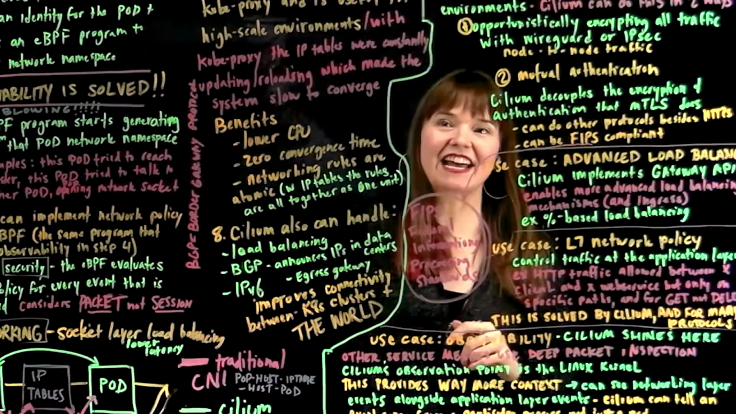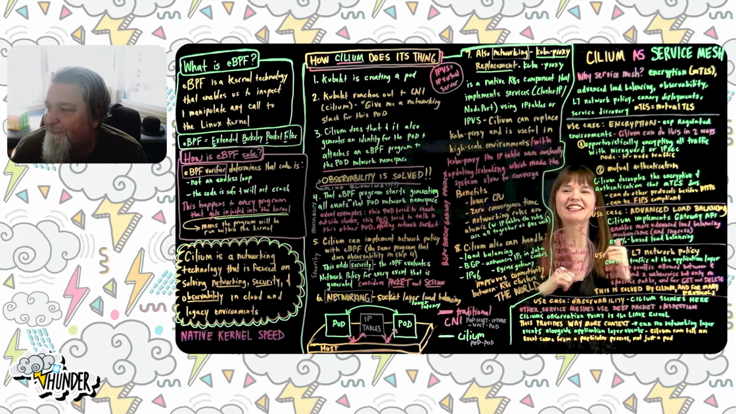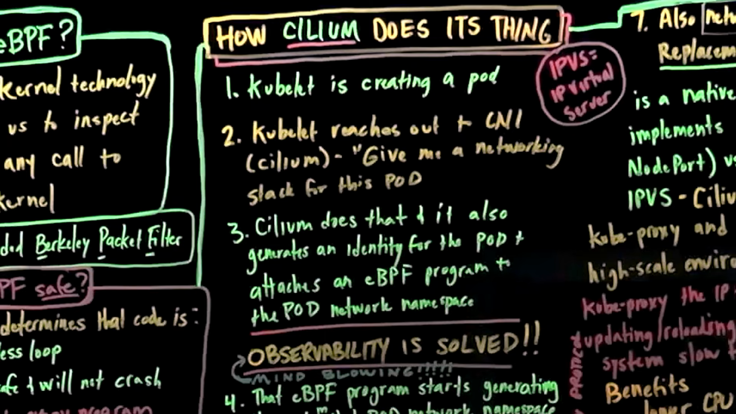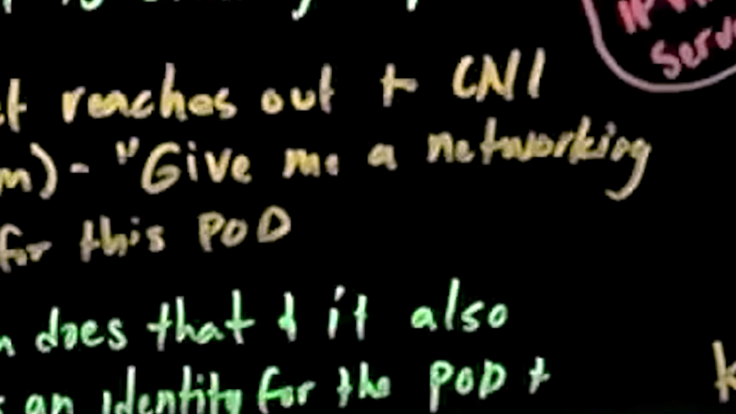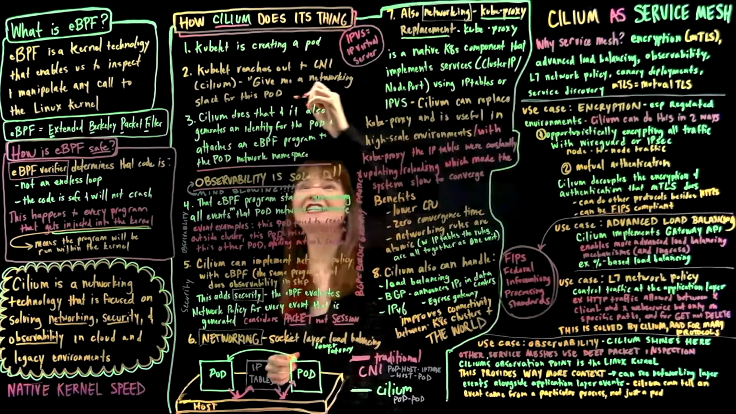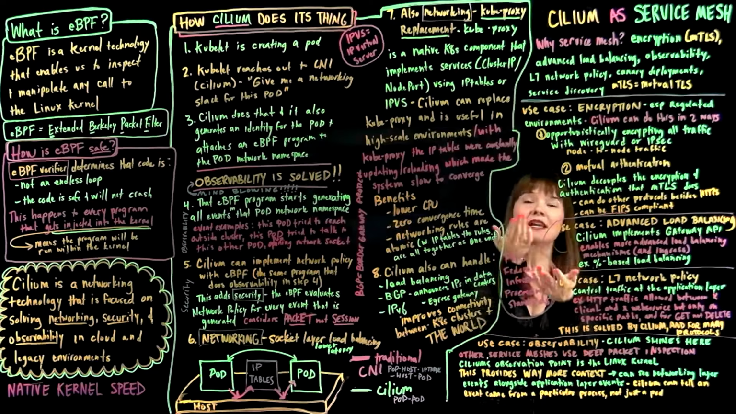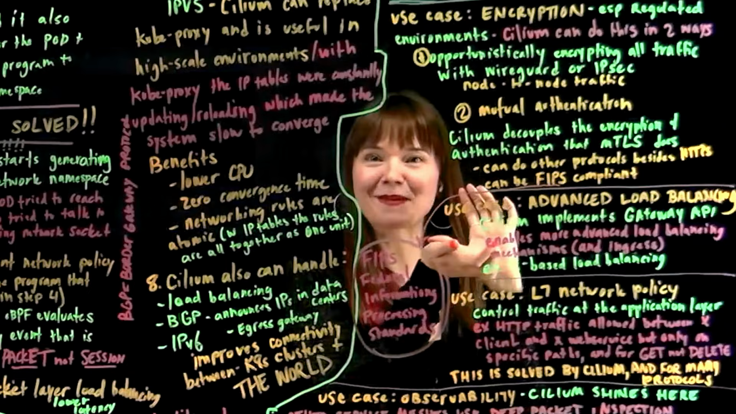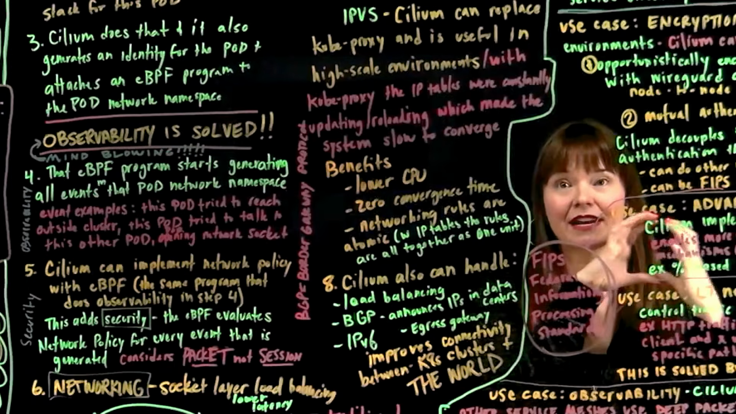So let's dig into that a little bit. We talked about it in a bit of a linear way: how does even the process of using Cilium kick off? So first, in Kubernetes, your kubelet is creating a pod. The kubelet reaches out to the CNI, the container networking interface, and it's like, hey, give me a networking stack for the pod. In this case, Cilium is the CNI implementation. So Cilium does that, but it also generates an identity for that pod, and not the IP address, because the IP address is going to change. And then it also attaches an eBPF program to the pod network namespace.